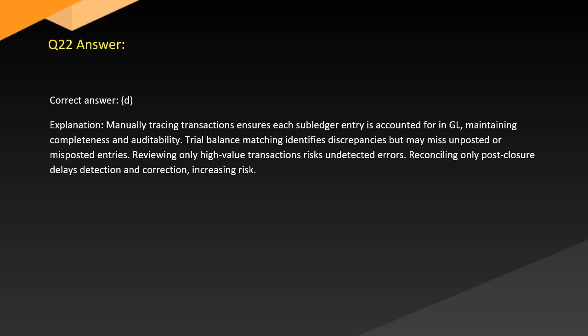Answer. Correct answer: D. Explanation. Manually tracing transactions ensures each subledger entry is accounted for in GL, maintaining completeness and auditability. Trial balance matching identifies discrepancies but may miss unposted or misposted entries. Reviewing only high-value transactions risks undetected errors. Reconciling only post-closure delays detection and correction, increasing risk.